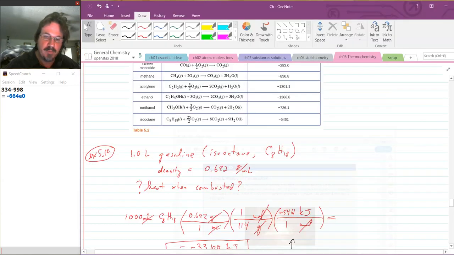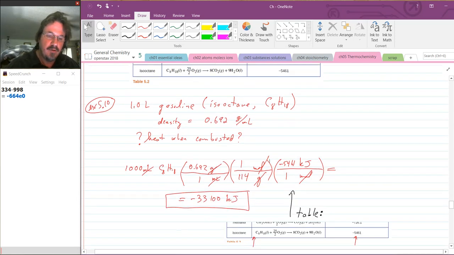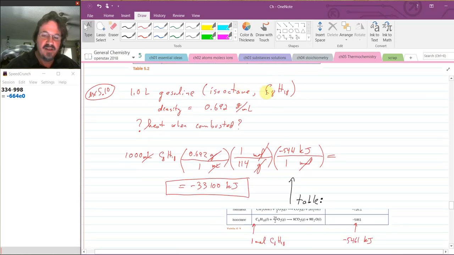All right, let's go back to my notes. Here I've rewritten that. 1 liter of gasoline, C8H18. Density is 0.692. They gave me that. What is the heat? All right, 1 liter, convert that to milliliters. That's 1,000 milliliters. Why am I doing this? Because I'm going to try to figure out how many moles we're talking about. So I can use the density to get to grams, and then use the molar mass of C8H18 to get to moles. So at this point, I've got moles of isooctane.